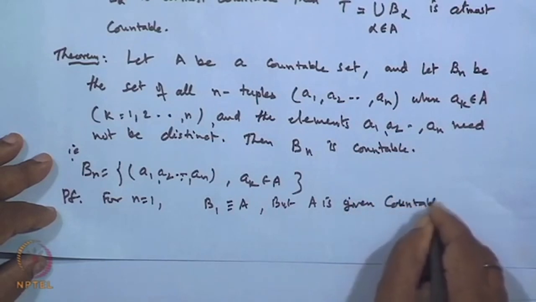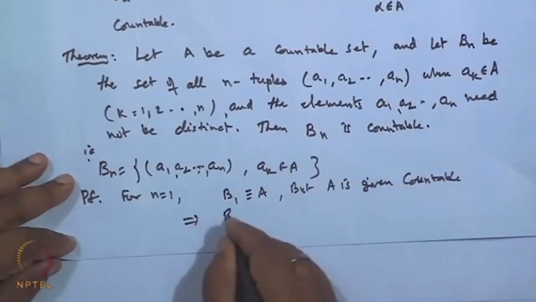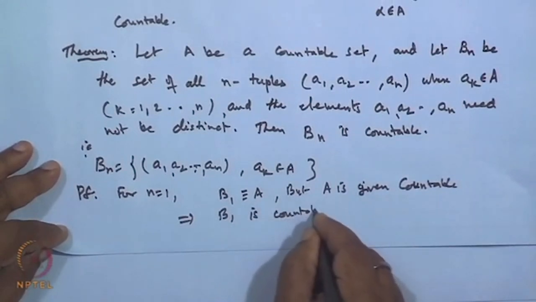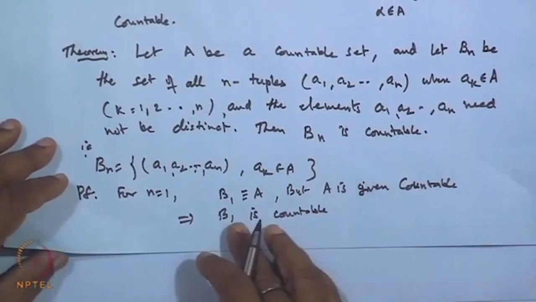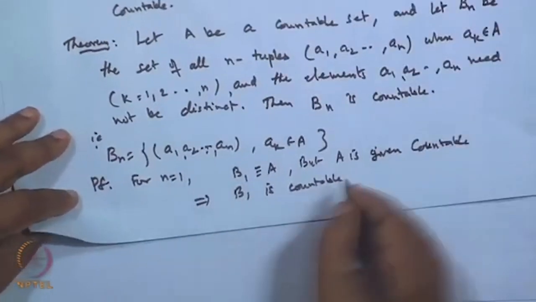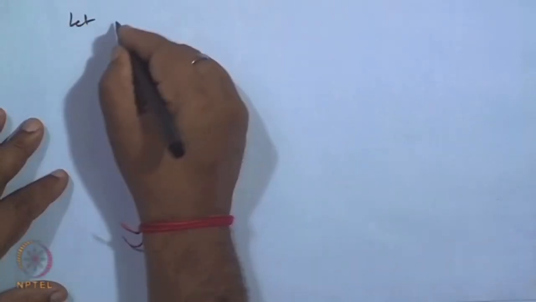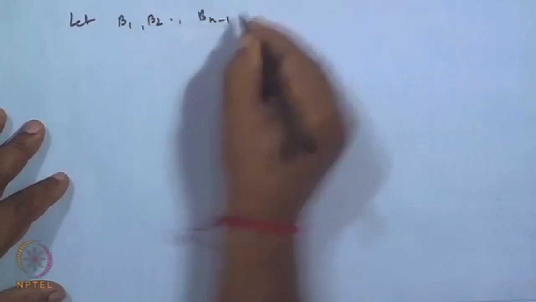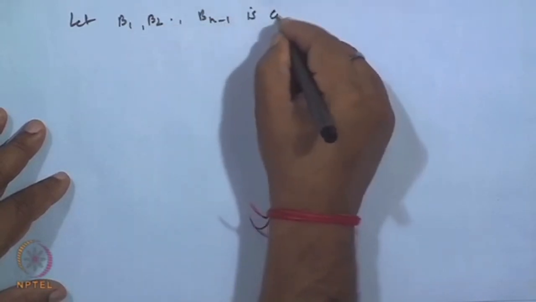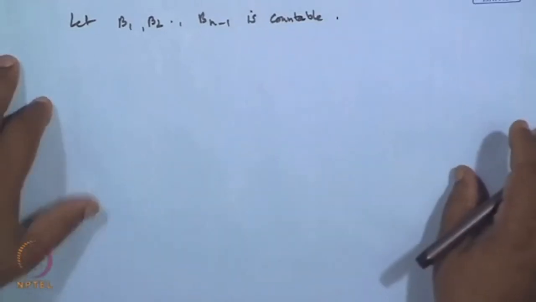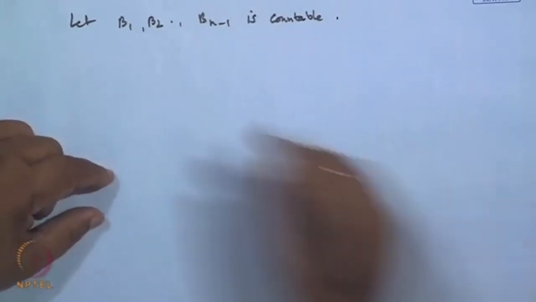So, once it is countable, this implies that B1 is countable. Let us assume that B1, B2, up to Bn minus 1 is a countable set. Now, we will prove it for Bn.